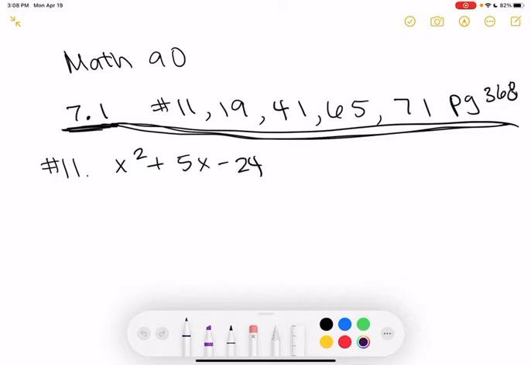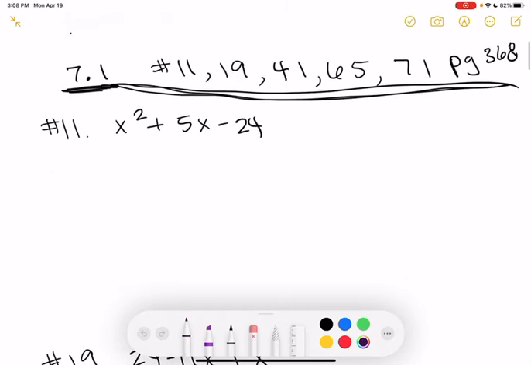This is 7.1, problem number 11. The first thing I always look for is, is there a greatest common factor? And there's not. So we have our problem here. It looks good. We've got the leading coefficient of 1. You can jump to the shortcut if you want to, but I'm going to go the long route, because if you understand the shortcut, then you probably aren't having a problem with this problem.